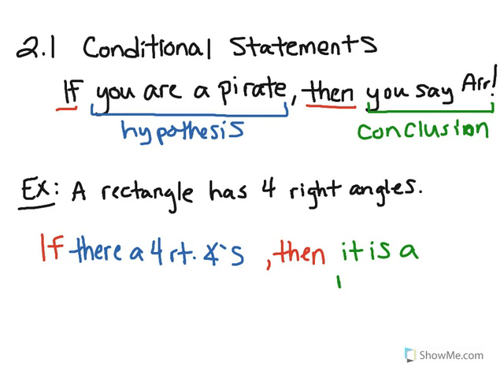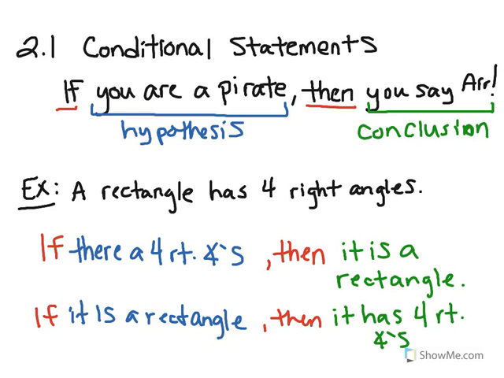And this is not the only way to do this. You could do this a few different ways. I could also start by saying, if it is a rectangle, then it has 4 right angles. Either way is fine. Now, there's one of the ways that's more preferred over the other, and I'm going to show you. So I could write this too. If it is a rectangle, then it has 4 right angles.